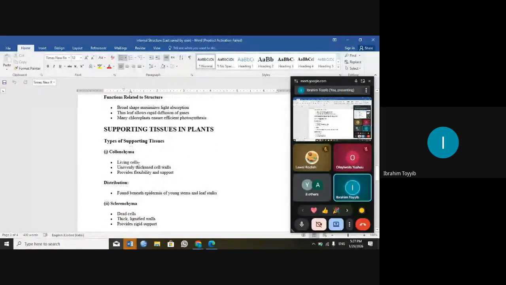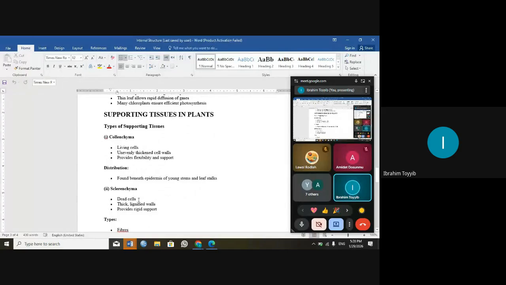Okay. Now, the supporting tissues in plants. Types of supporting tissue are a combination of simple tissues and complex tissues. So parenchyma, collenchyma, and what? And sclerenchyma. Let's look at collenchyma first. Collenchyma are living cells. They are unevenly thickened in the cell wall. That's why they function to provide mechanical support and flexibility to the plant. They are found beneath the epidermis of young stem and leaf stalk.